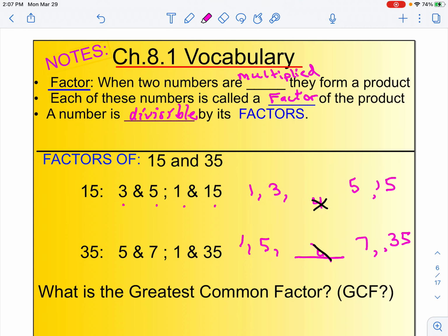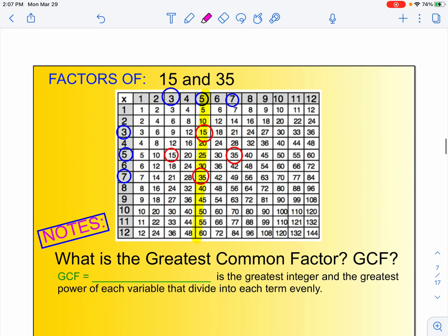And what is the greatest number in common from both lists? And that would be 5. So what is the greatest common factor? The GCF is 5 between those two numbers. So that's just some things that reviewing from what you've learned in the past.